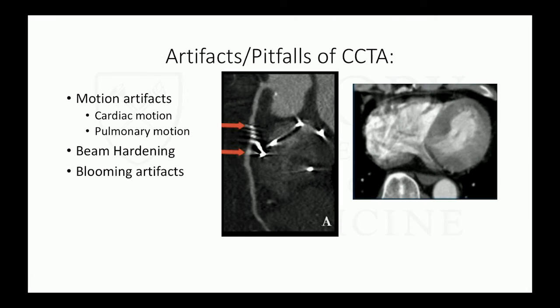And so what are some of the things that create that problem of reduced sensitivity? Motion artifacts, which I've discussed a little bit so far. Pulmonary motion, beam hardening, and blooming artifacts are other scenarios. This is actually an example of beam hardening from a pacemaker lead.